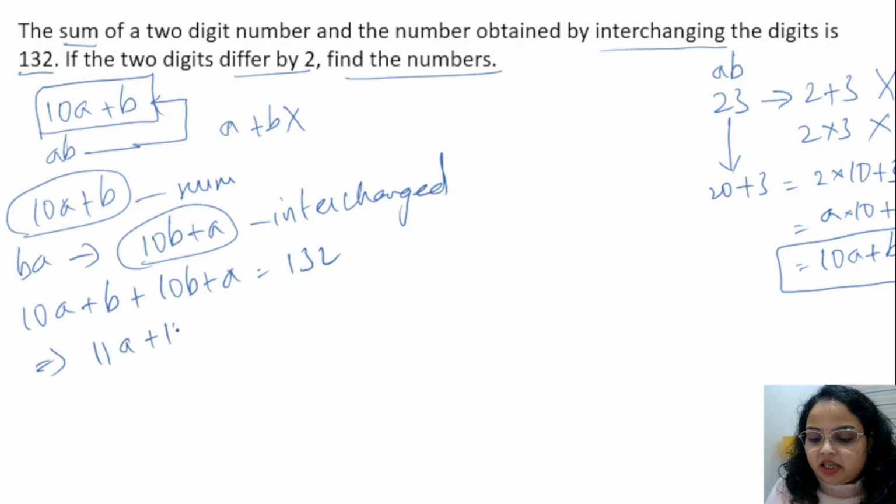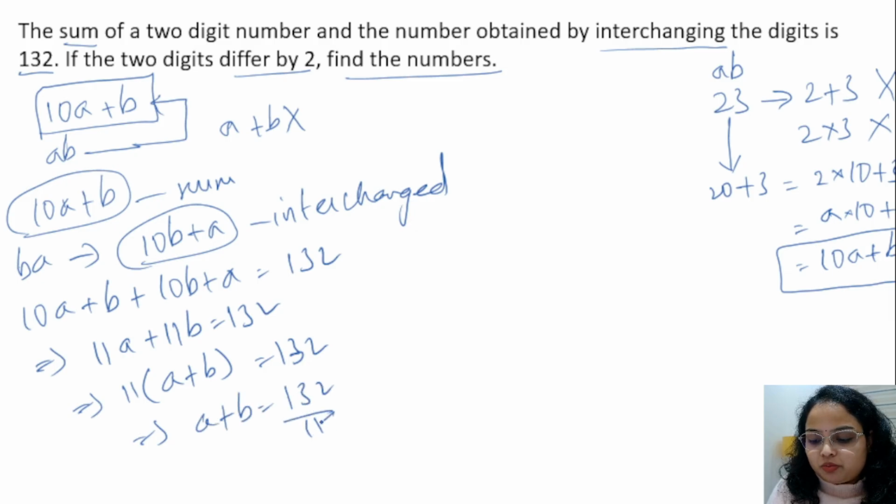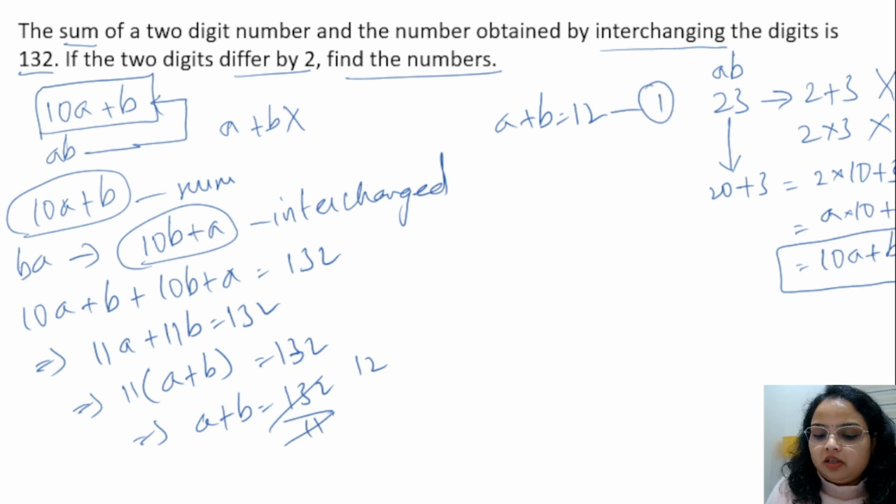It is 11A plus 11B is equal to 132. Take 11 common. It is 11 into A plus B is equal to 132. So here A plus B is equal to 132 by 11. It is 12. So here we got A plus B is equal to 12. This is the first equation we got. And what is the second condition given?